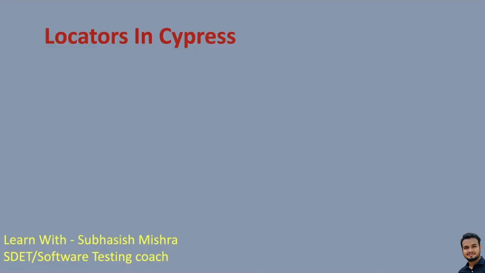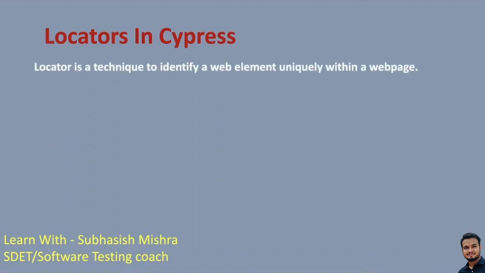The very first thing we will understand is what is locator. Locator is a technique to identify a web element uniquely within a web page. Then you will have a question, what is web element? Anything that is present on the web page is a web element. For example, you see a text box, you see a button, you see a drop down. All these things are one web element.